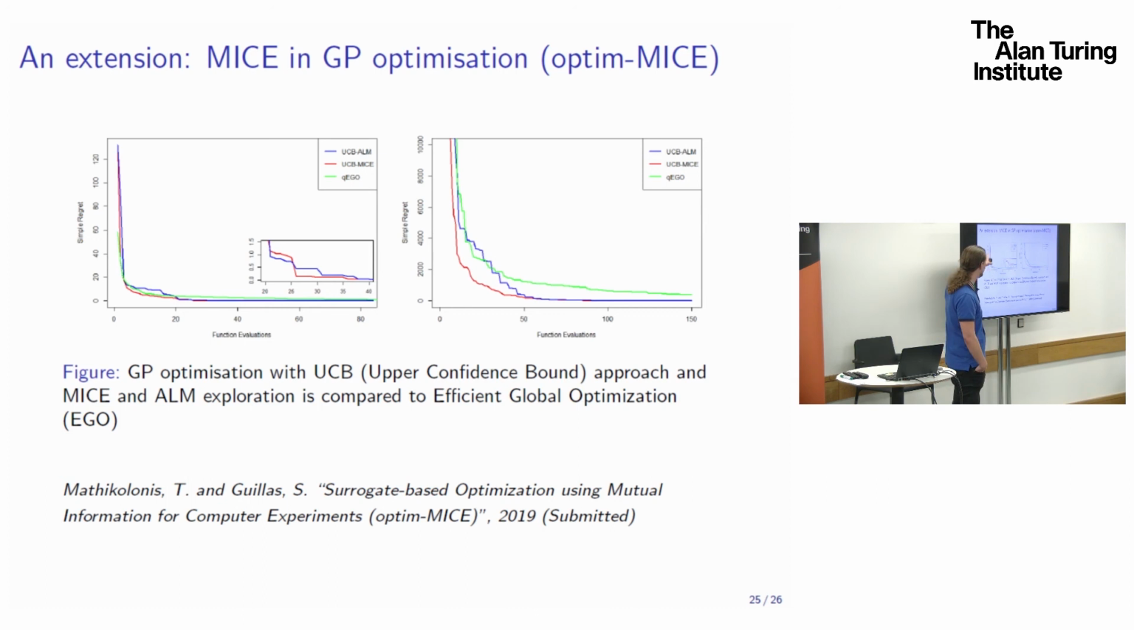And you can see here that the red, MICE, is doing better than if you're using ALM. It's also doing better than the efficient global optimization, which is a very popular criterion. And then on the right-hand side, I think it's a 4-dimensional problem. This is a 2-dimensional one, and it's also doing much better than the 2 other methods. This work is not my work; it is work that is using the MICE algorithm and showing that you can use it in various settings. It is this upcoming paper, surrogate-based optimization using mutual information for computer experiments.